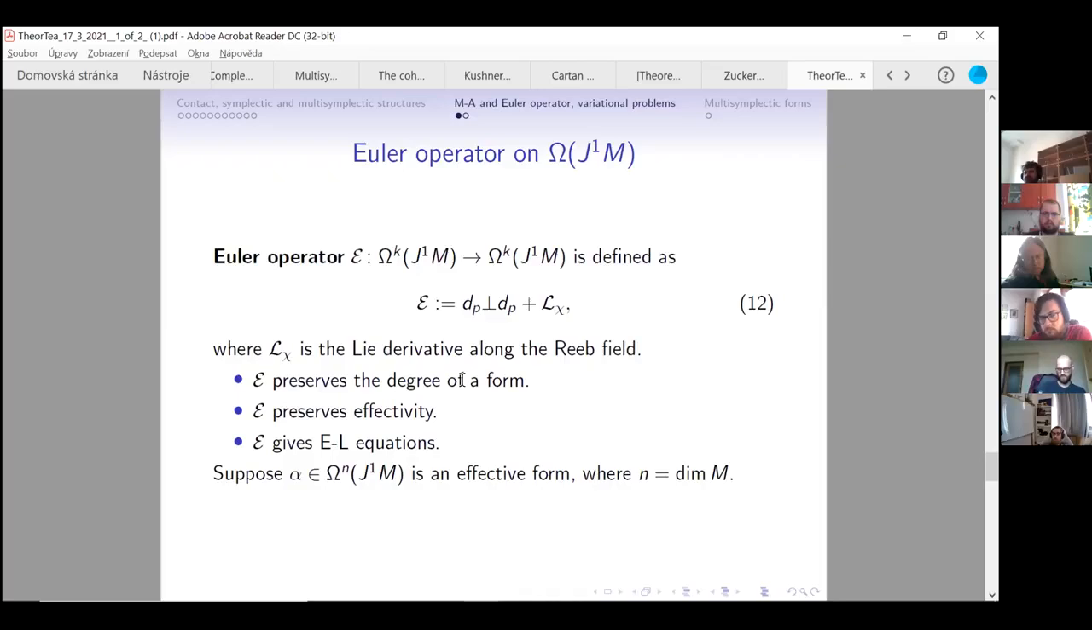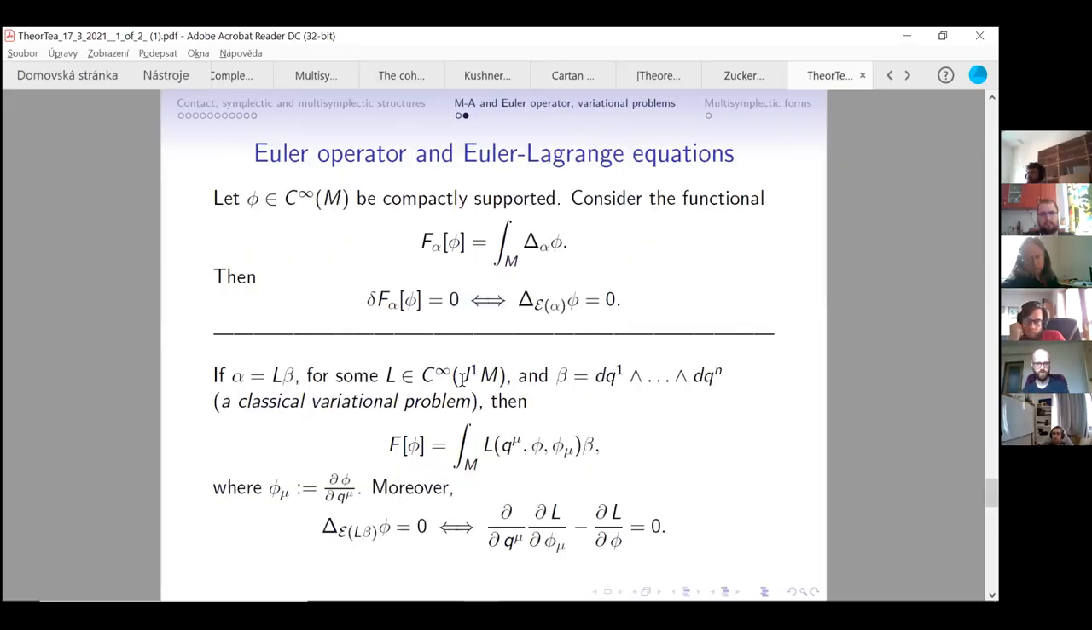And what does it mean? So consider that alpha is an n form, and it's an effective one, and we just recall that n is the dimension of M. Now let's see how we can get to variational problems and functionals. So assume that phi, our function, is compactly supported, and then since alpha is some n form, the delta alpha phi. Well, this right-hand side is well defined. This is an n form on M, and we can integrate it to get this functional.